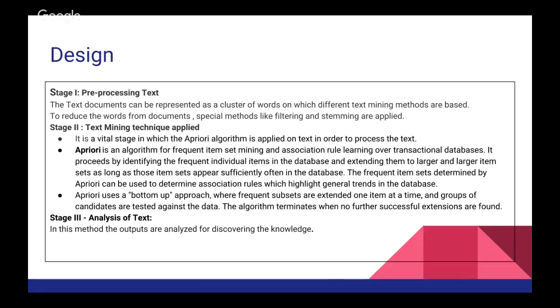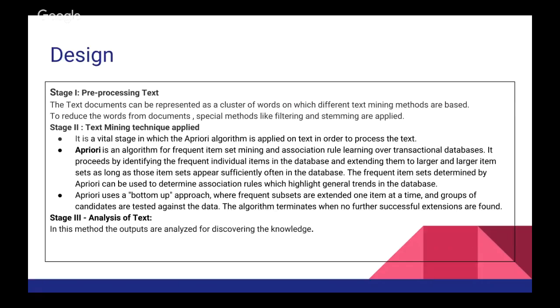Stage 2, text mining technique applied. It is a vital stage in which the Apriori algorithm is applied on text in order to process the text. Apriori is an algorithm for frequent item set mining and association rules over transactional databases. It proceeds by identifying the frequent individual items in the database and extending them to larger and larger item sets, as long as those item sets appear sufficiently often in the database.